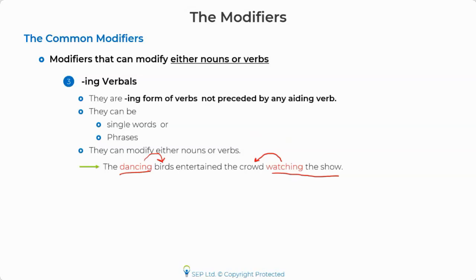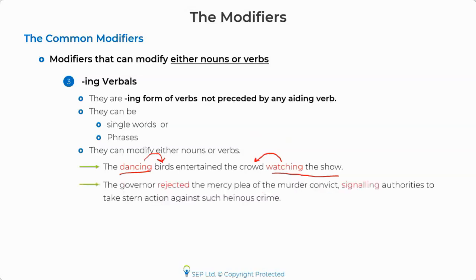All right. However, if you look at this sentence, the governor rejected the mercy plea. So here governor is the subject, rejected is the verb. What did the governor reject? The mercy plea of the murder convict. After that, you have a comma here. Notice this. And then you have this ing: signaling authorities to take stern action against such a heinous crime. Now, what is this signaling modifying?